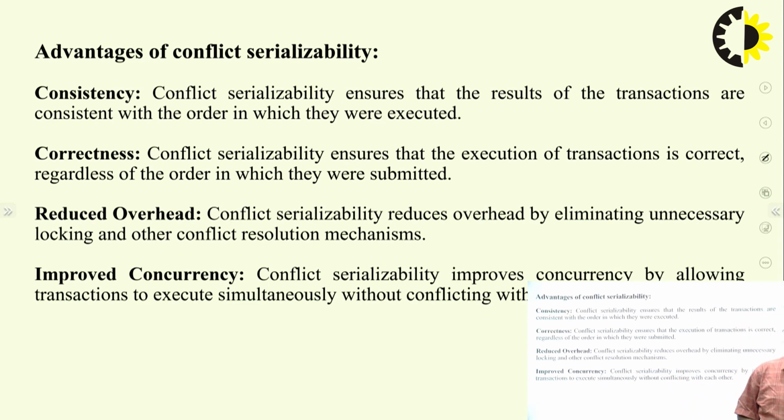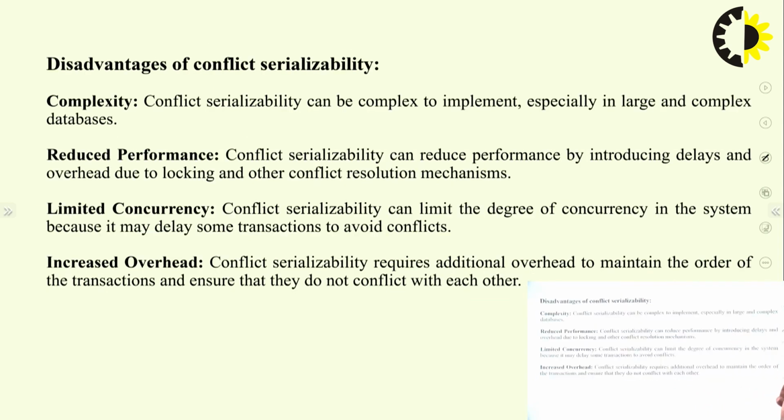So if we are working in a serial schedule, it locks the resources, but conflict serializability removes the unnecessary locking of the resources. Improved concurrency: it improves concurrency by allowing transactions to execute simultaneously without conflicting with each other. Disadvantages are also there for conflict serializability.